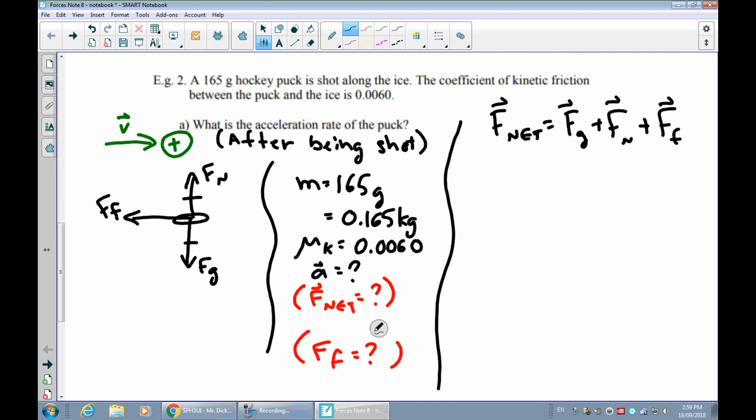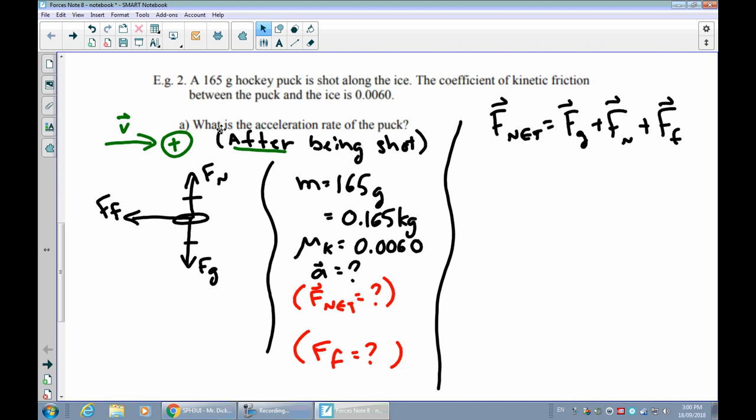Well, again, because we're dealing with this situation after the puck has been shot. And so after it has been shot, the puck is just sliding along. There is no applied force pushing it forwards anymore. It's only moving forwards because of its own inertia. It will continue to move forwards because of its inertia. However, there are some other forces slowing it down, specifically friction. So we don't have to draw any additional forces going forwards because the puck was already moving forwards.